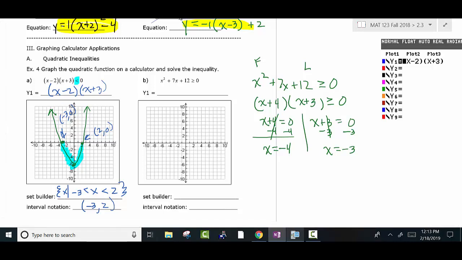So what I'll have you do now is just go to your graph, put a dot on negative 4, put a dot on negative 3. What I just did is I just found the x-intercepts by factoring. Now let me ask this question. Because that's a positive x squared, is the parabola going to go up or is it going to go down? It's going to go up.